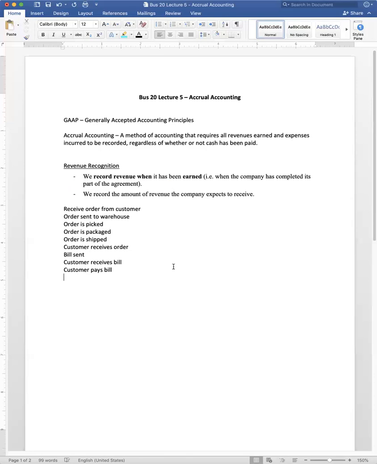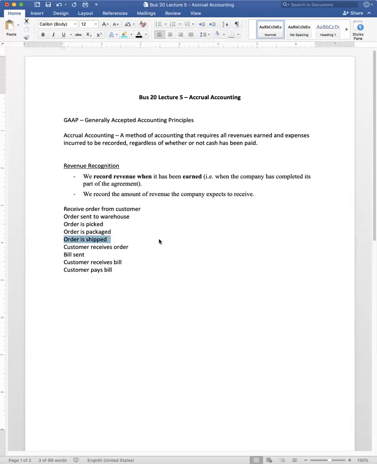They agreed to send the items in the order. So when did they complete their part? At the time the order is shipped. Right? That's when revenue is earned. Think about it this way. Suppose for some reason the bill was never sent, right? Would the company still be entitled to collect money from the customer? Yes, they would, right? What if the customer never receives the order? Well, then that's an issue with the shipping company, right? But the company itself has completed their part of the agreement once they ship the order. So that's when we record revenue.